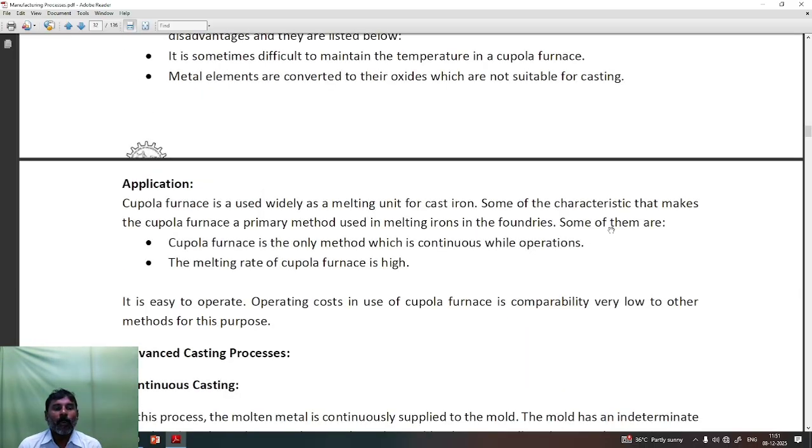Applications. The cupola furnace is used widely as a melting unit for cast iron. Some of the characteristics that make the cupola furnace the primary method used for melting iron in foundries: the cupola furnace is the only method which is continuous while operating. The melting rate of the cupola furnace is high. It is easy to operate. The operating cost in the use of a cupola furnace is comparatively very low compared to other methods for this process.